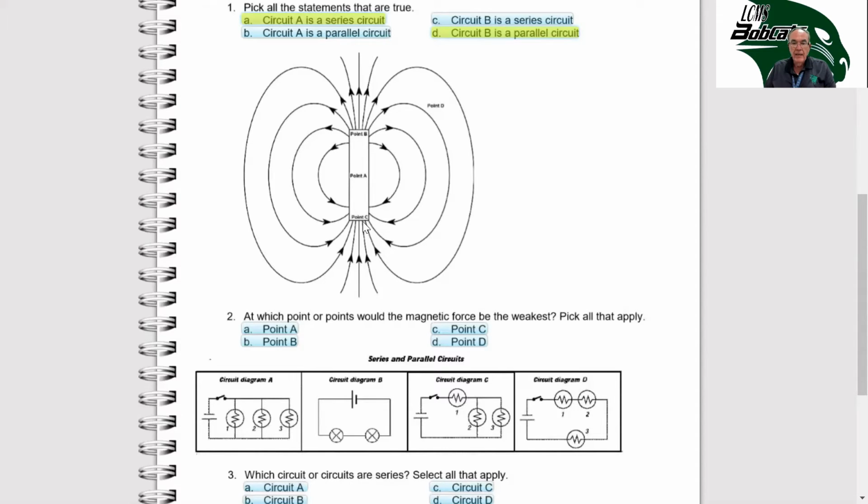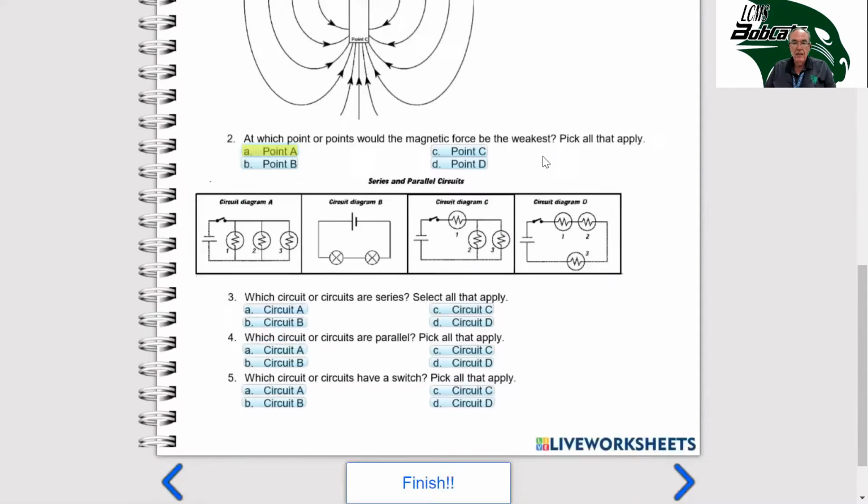Okay, well, B and C, they're the strongest, so those are out. Point A in the middle of the magnet is where it's the weakest, and you can see the field lines are going around point A. Point D is out here in the magnetic field, so that's not correct.